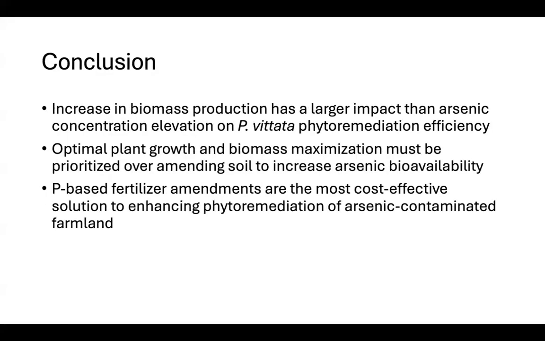So to conclude, the increase in biomass production has a larger impact on arsenic concentration elevation on P. vittata phytoremediation efficiency. Optimal plant growth and biomass maximization must be prioritized over amending the soil to increase arsenic bioavailability. Phosphorus-based fertilizer amendments are the most cost-effective solution to enhancing phytoremediation of arsenic-contaminated farmland.